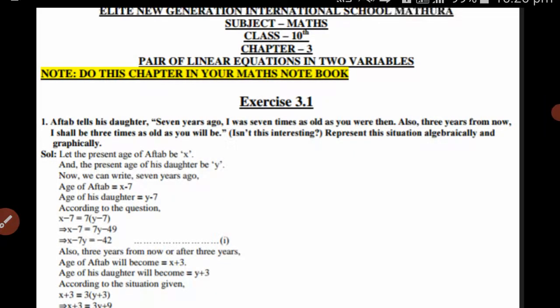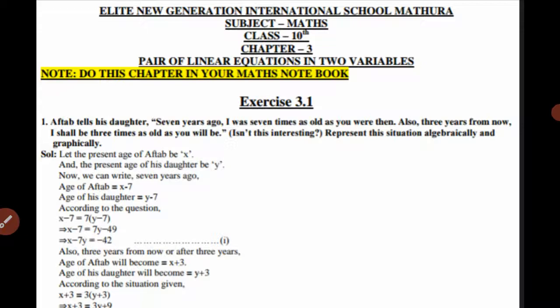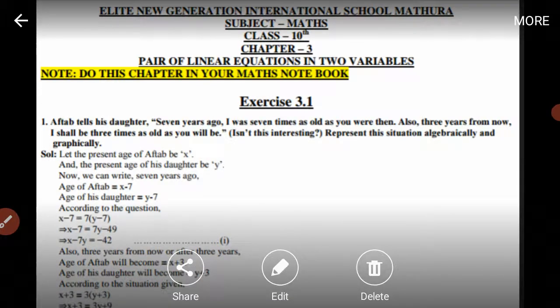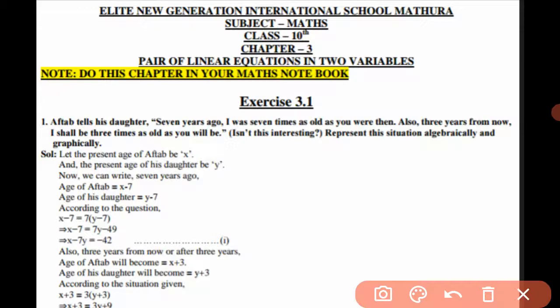Today we are going to start a new chapter, chapter number 3, pair of linear equations in two variables. In this chapter we are going to study some methods, for example the elimination method, substitution method, cross multiplication method and equations reducible to linear equations in two variables. In all these, the first method we are going to study is the graphical method.